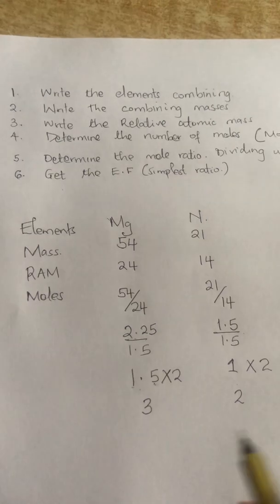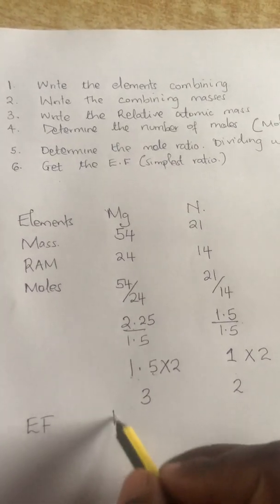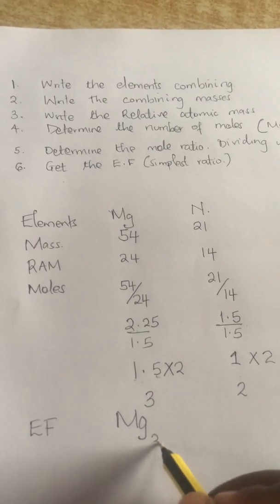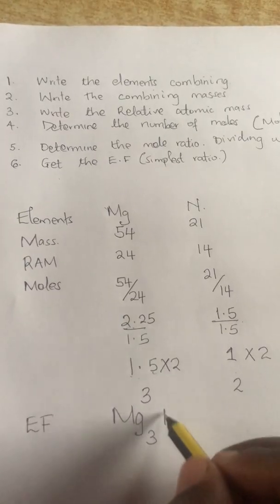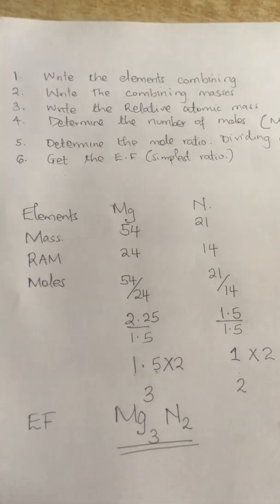Then lastly, we get our empirical formula. So our EF will be Mg, then you write 3 as your subscript. Then for nitrogen, you write 2 as your subscript. That will be your answer.